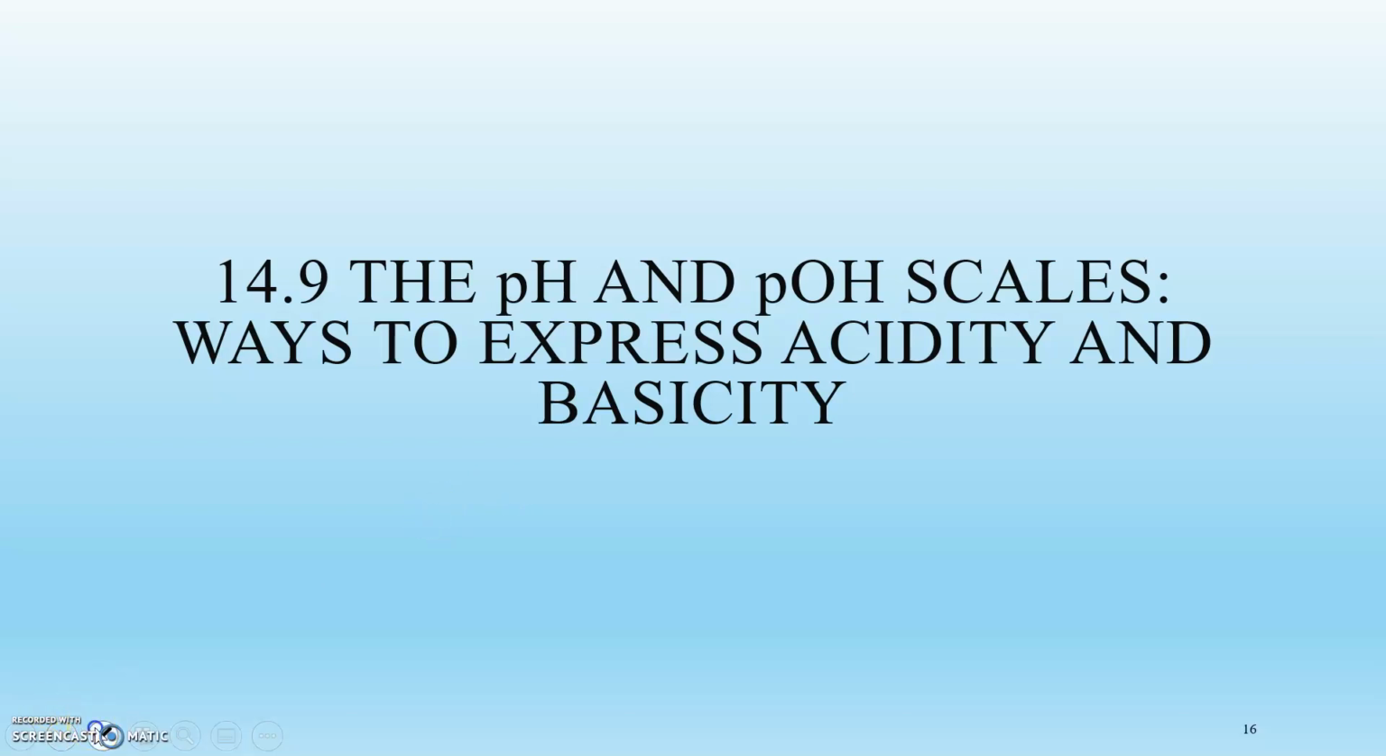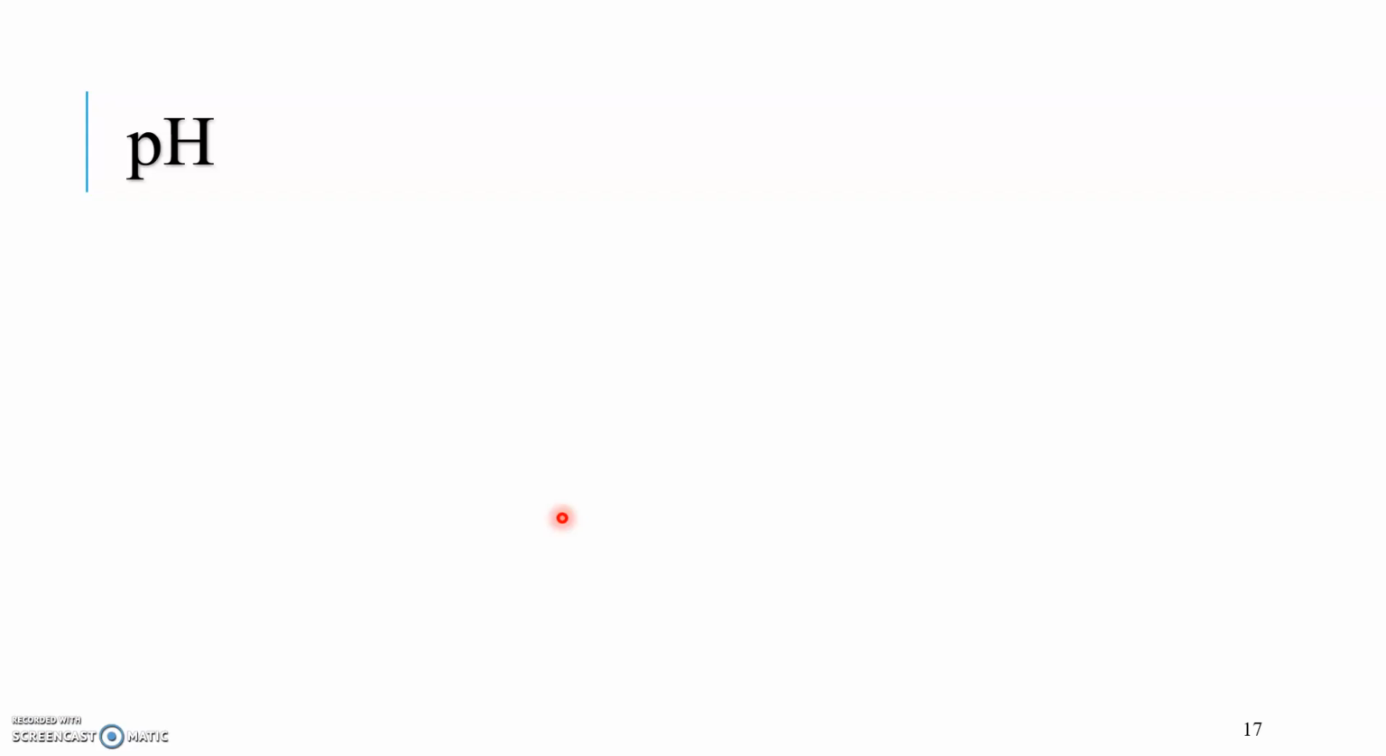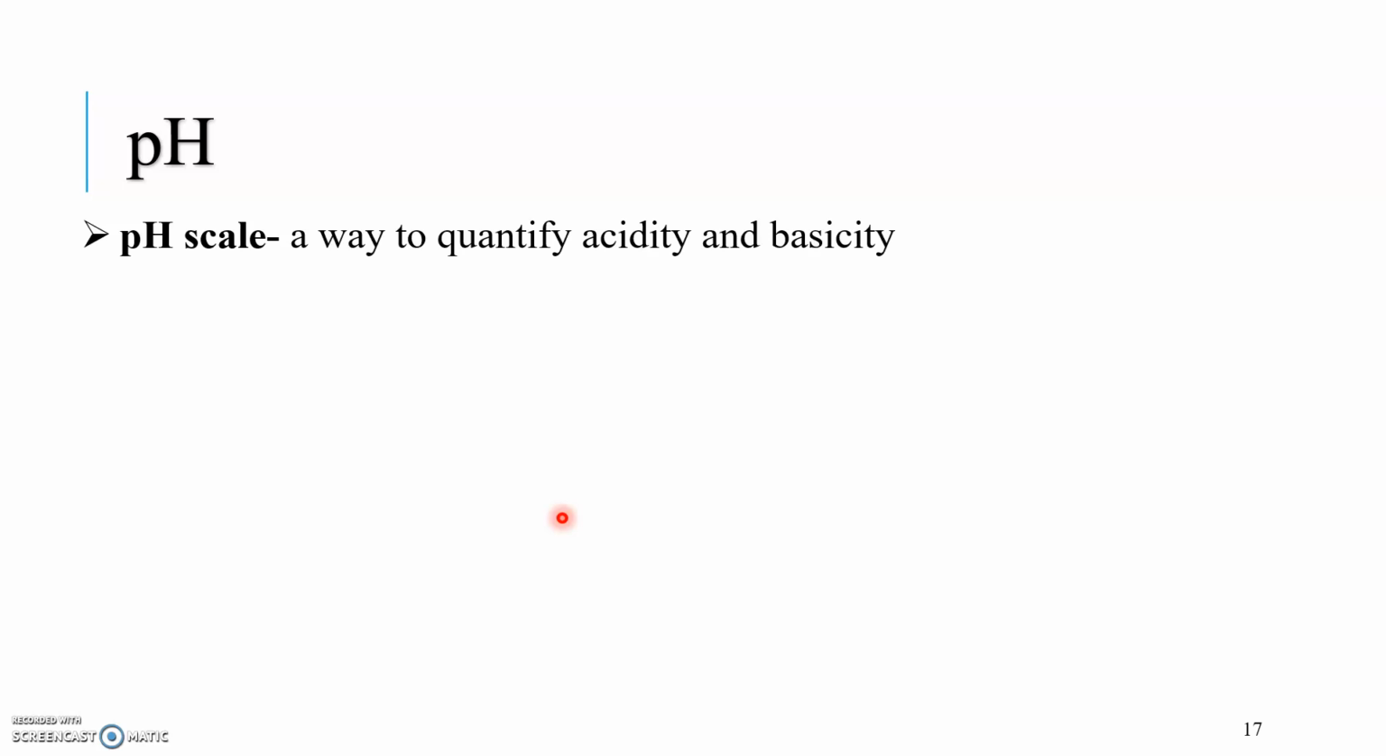So this is the last video for chapter 14, and this talks about the pH and pOH scales, which are ways to express acidity and basicity. Starting with the pH scale, it is a way to quantify acidity and basicity, and the formula is pH is equal to negative log of the concentration of H3O plus.